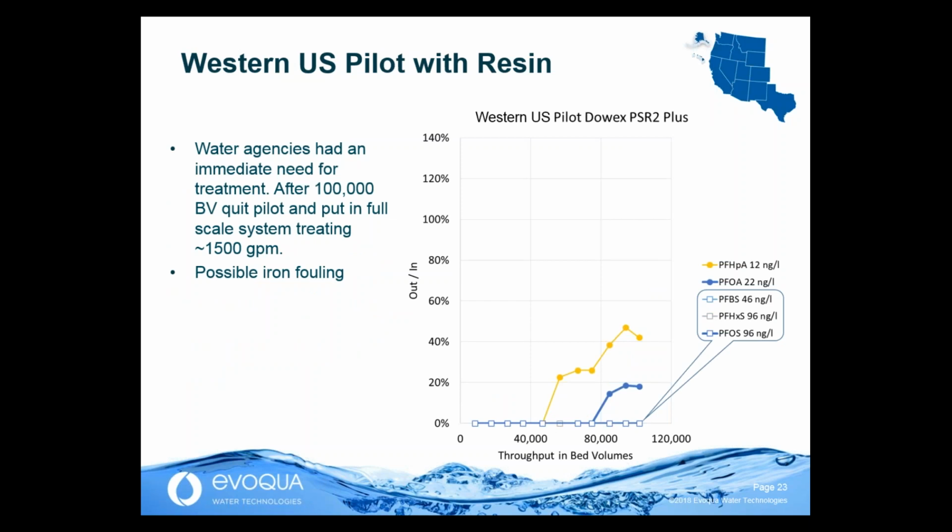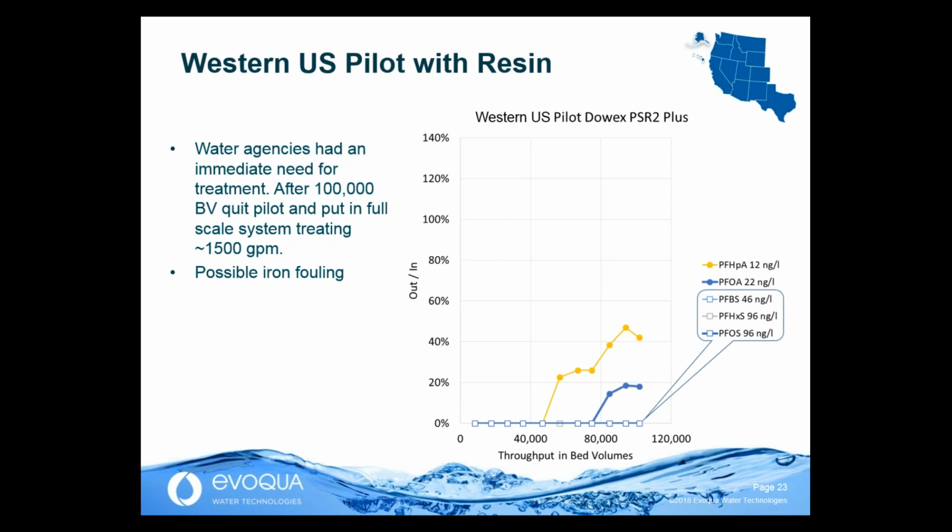That said, we have done a number of pilots, and this is a story of one in the West here. So a customer came to us and they said, hey, we're looking for an alternative solution. So they were looking for something besides GAC. And we said, hey, we think this perchlorate selective resin will work for you. And they said, okay, great, but we need to test it. So that's what we did.